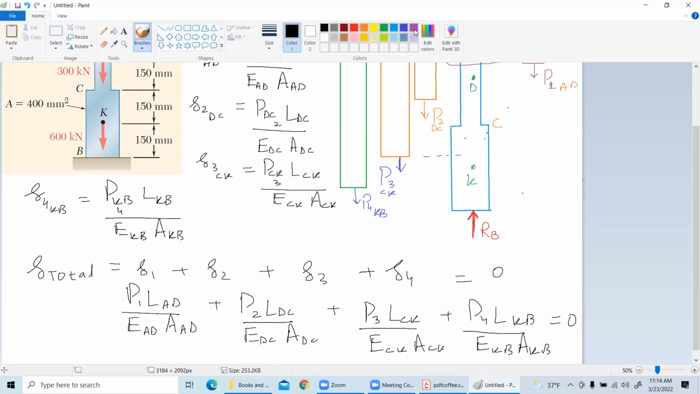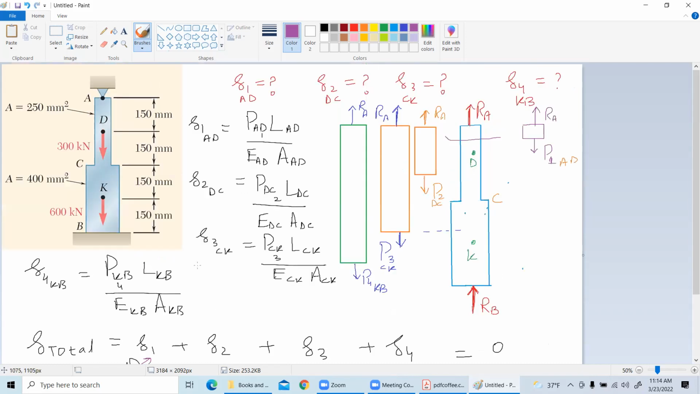Now I will not wait, by the way. What was P1? Where is P1? Okay, hang on. P1 is, so I will actually do all the steps because this is the first time you are doing it. So I will do all the steps. Summation Fy equal to 0.